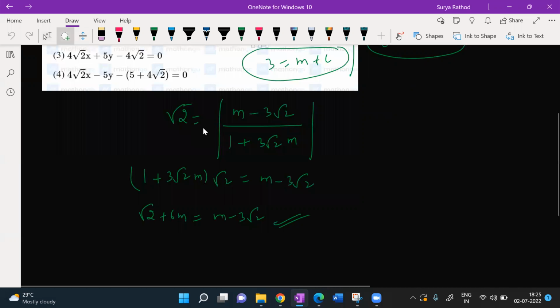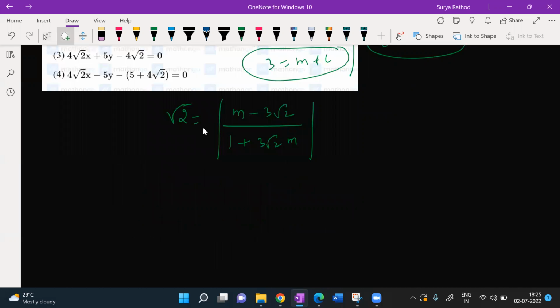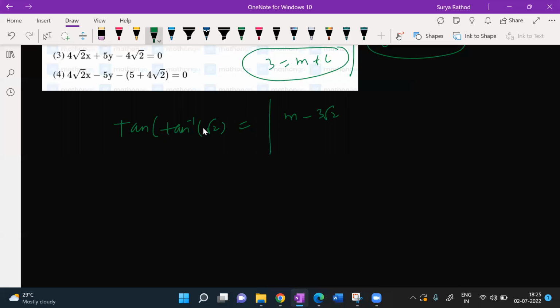Or else, very simply, you can just go with the formula. So we know the formula and everything, right? Tan inverse of everything he has given. Why did I write root 2 here? Because tan inverse of root 2 is equal to modulus of (m minus 3 root 2) divided by (1 plus 3 root 2 m).